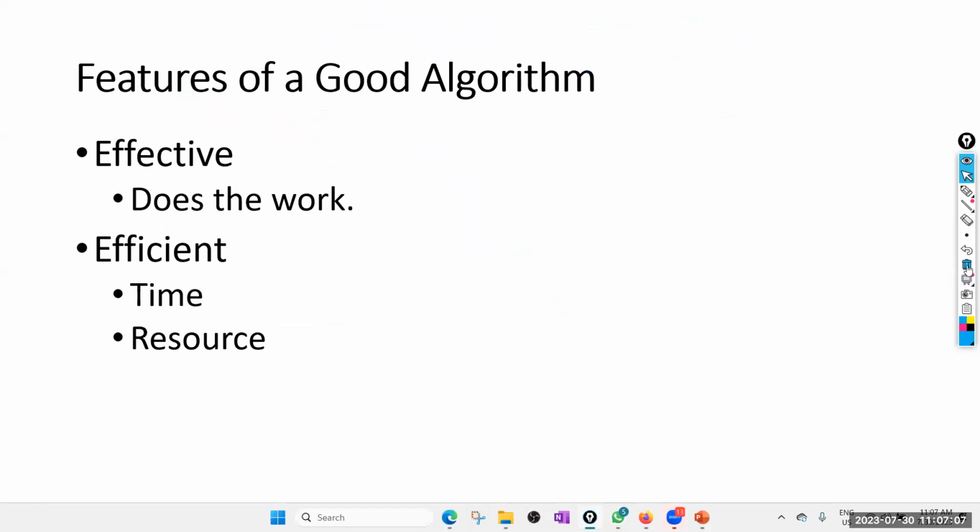Right. I told you that a good algorithm must be effective and efficient. That we call productive. Productive means effective and efficient. Doing the right thing, and doing it in the best way.